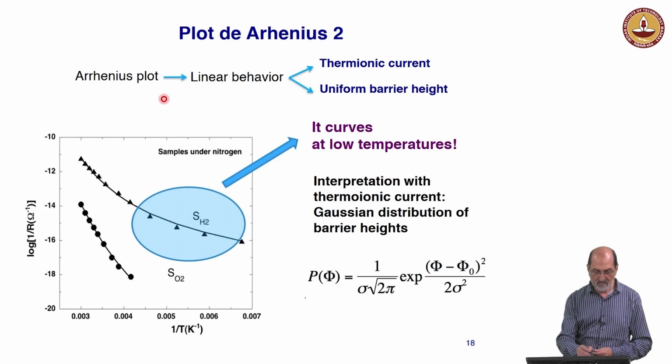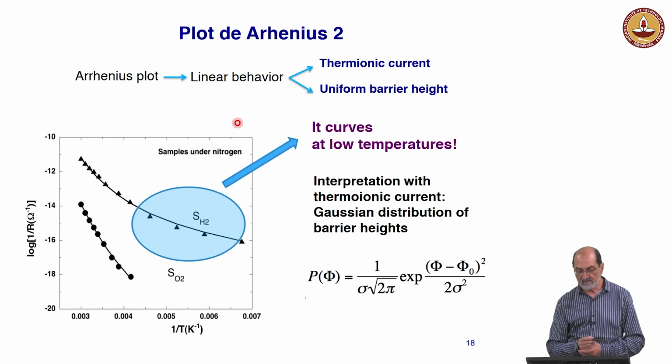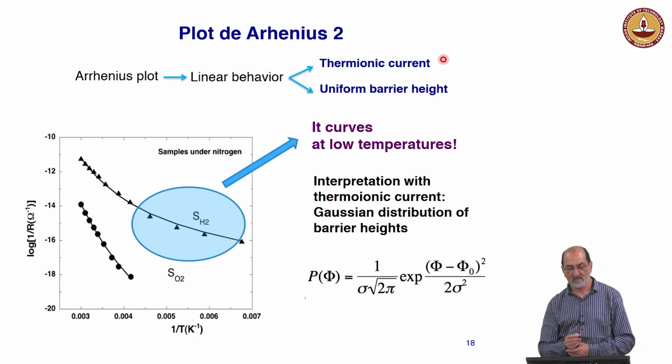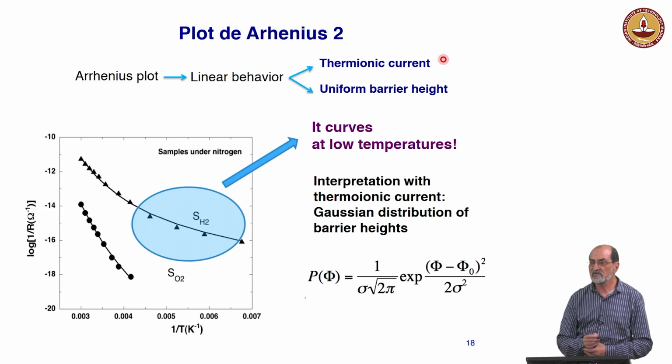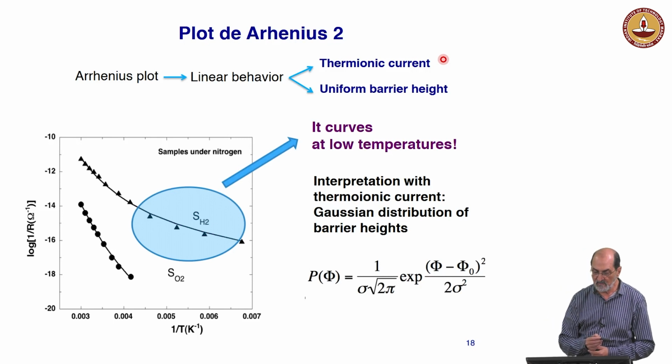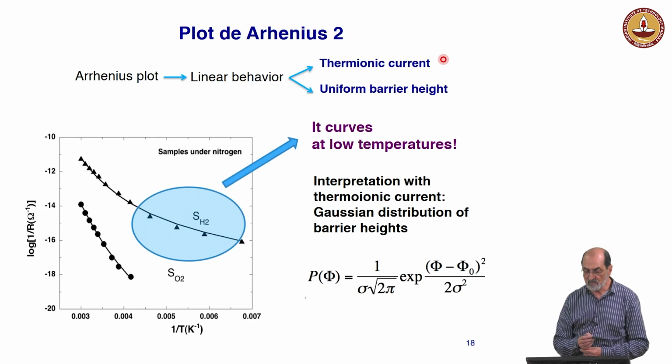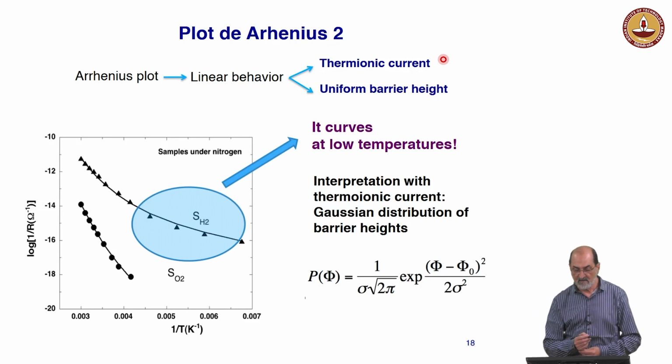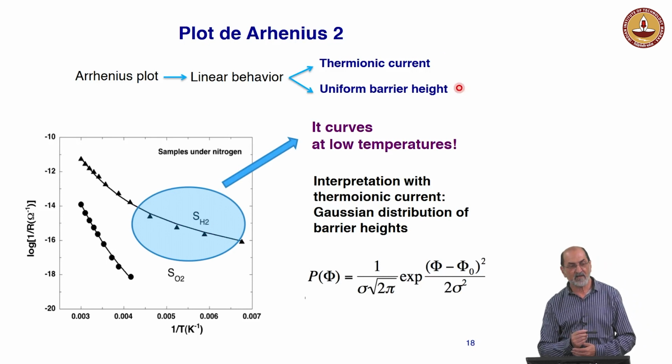An Arrhenius plot should have a linear behavior, and that could be explained very easily if we have a thermionic current, because you know that in thermionic current the conductivity has a dependence e to the minus activation energy over kT. So that should be linear if there were a thermionic current. But also something else has to be satisfied, and what has to be satisfied is that the barrier height has to be uniform.